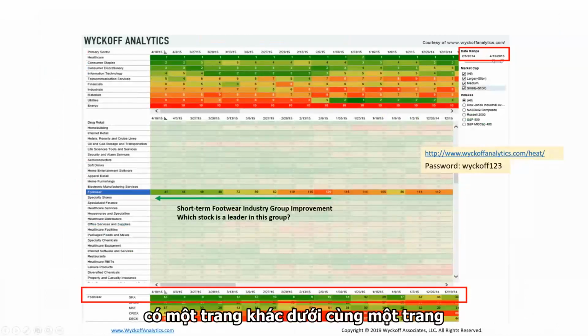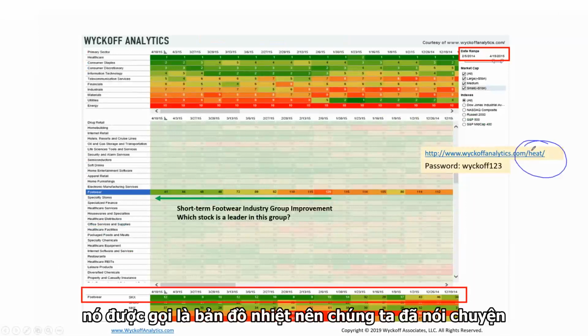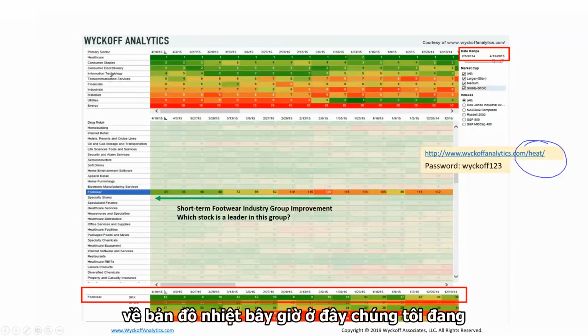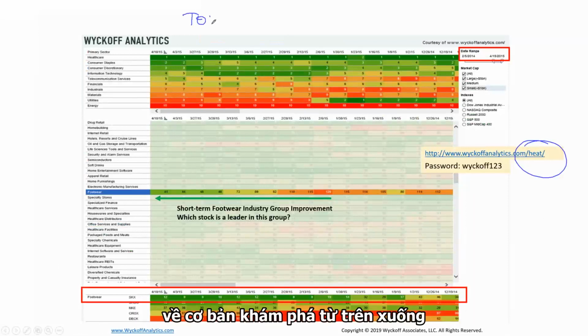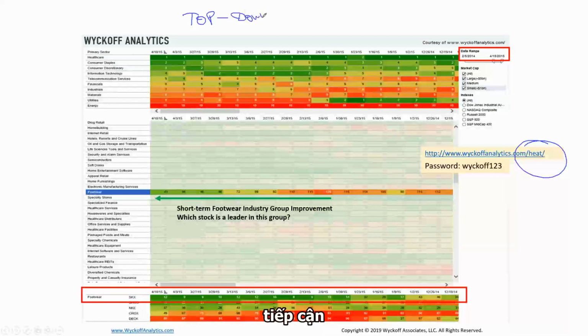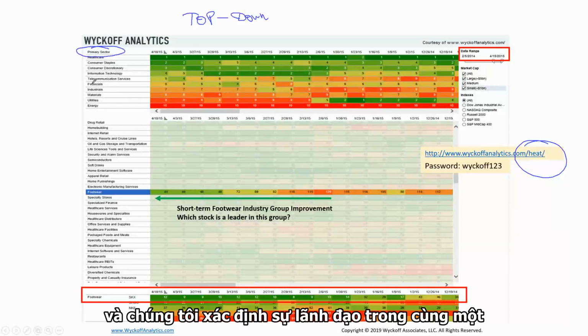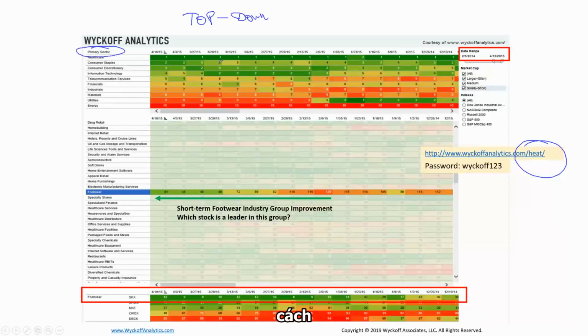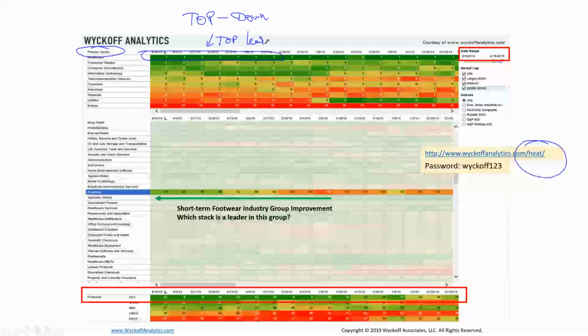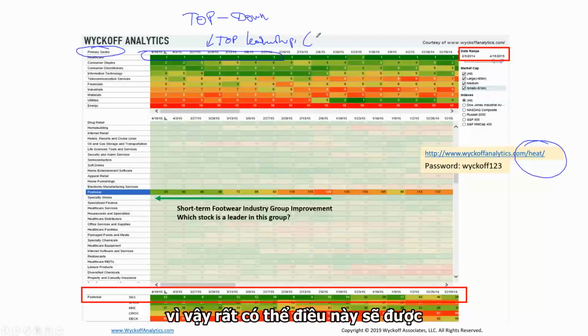There is another page under the same tools navigational pattern. It's called the heat map. So we've talked about the heat map. Here we're basically exploring the top-down approach, where we look at the sectors first and we define the leadership as the top leadership, so most likely this is going to be already in the uptrend, depending obviously on the market conditions.